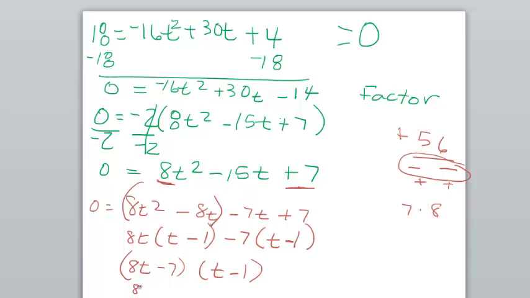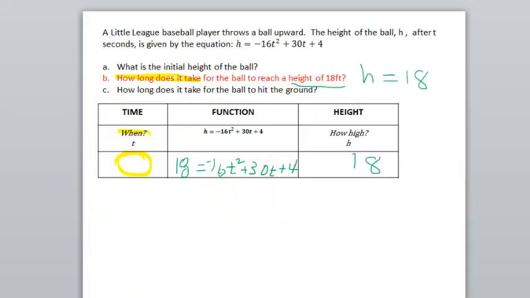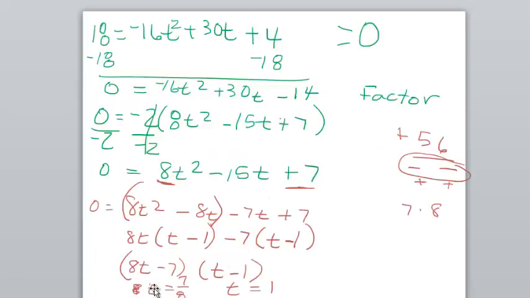Sorry, t equals 7 over 8. It's the opposite of that. Or t equals 1. So what this tells me is that if we go back and look at our original question, they want to know when it's this high. Remember, the ball goes up and the ball goes down. So it's 18 feet high here and it's 18 feet high here. That's why we have two answers. We have two answers that work.